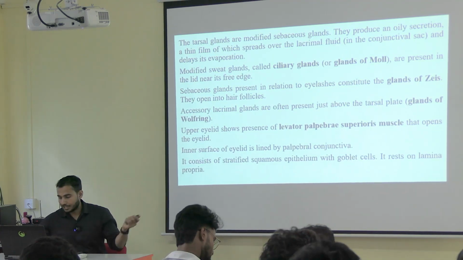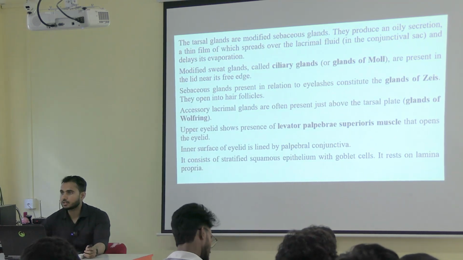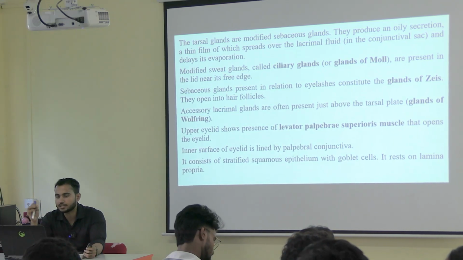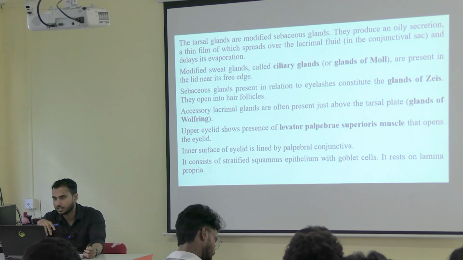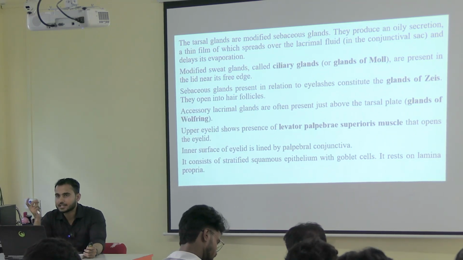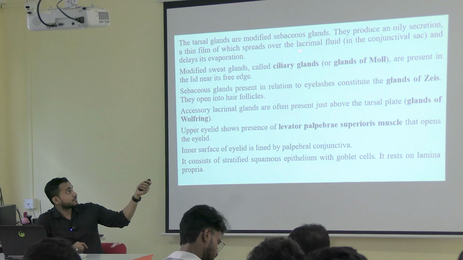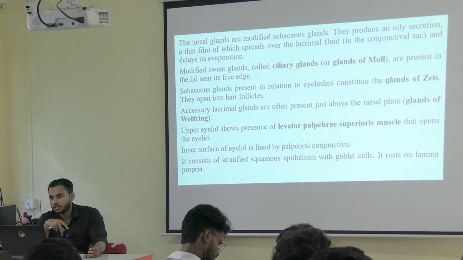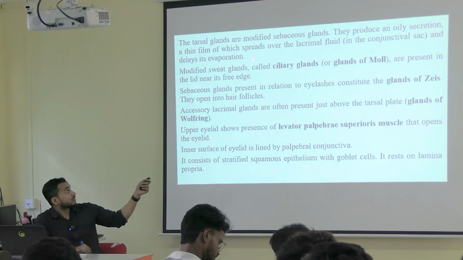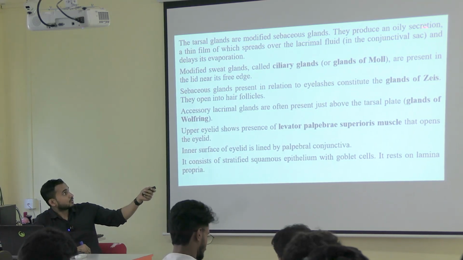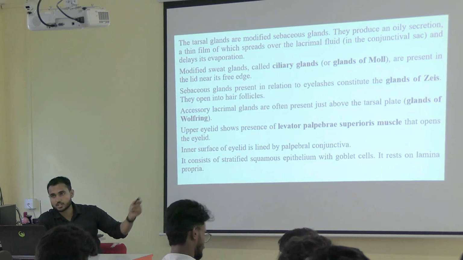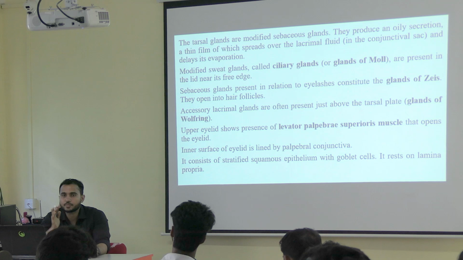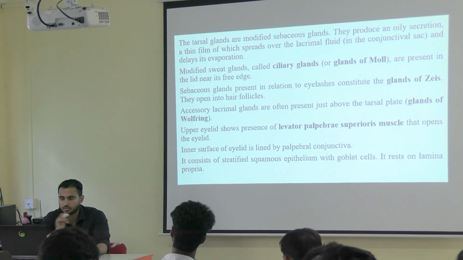Next, there are other types of glands. Not only meibomian glands are present in the eyelids, some other types of glands are also present. So the tarsal gland, as I said, is a modified sebaceous gland. Its oily secretion will spread over the lacrimal fluid and delay the evaporation of the fluid, which is very helpful to keep the cornea moist.